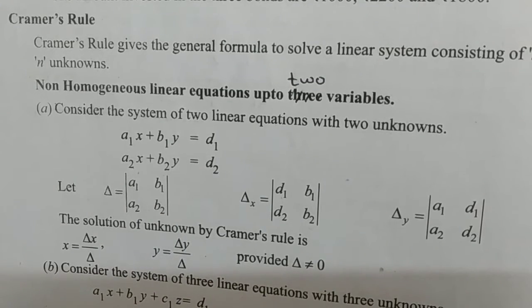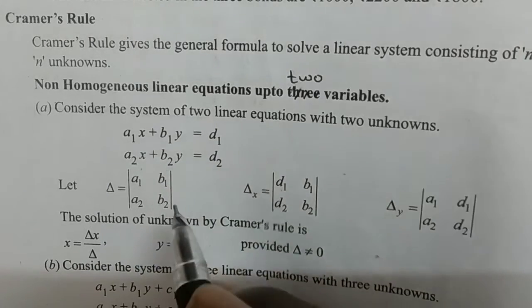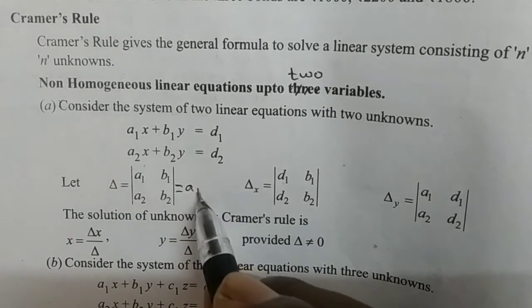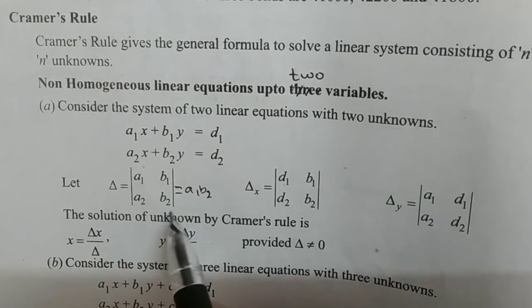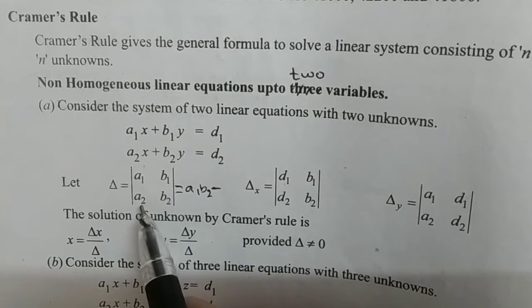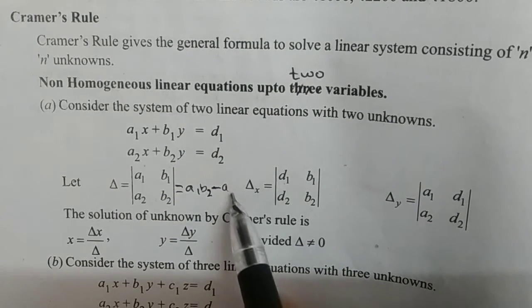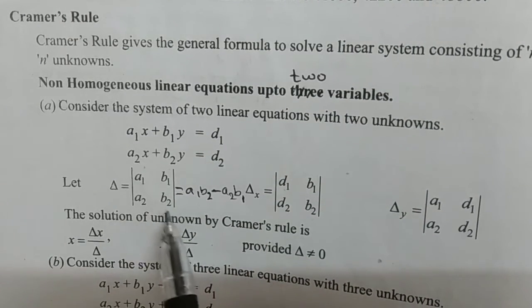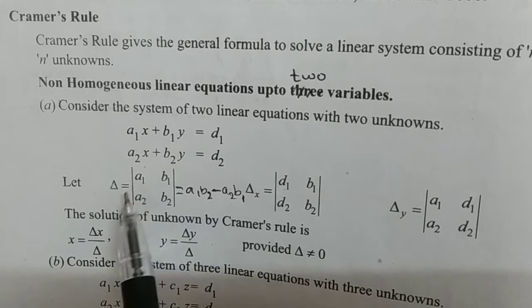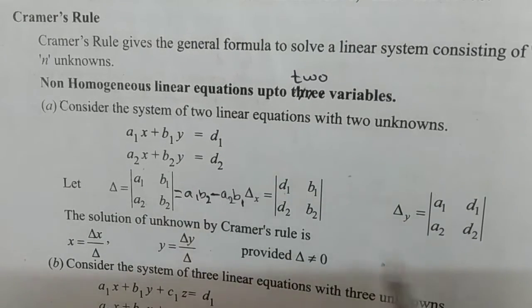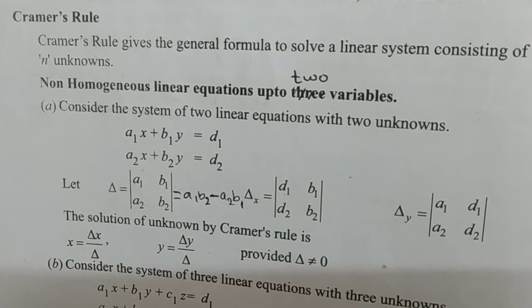So delta equals what? How to find the value of delta? Delta equals a1 b2, the main diagonal, minus a2 b1. Find the leading diagonal: multiplication of the two leading diagonal terms a1 b2 minus a2 b1. Similarly, you can find the remaining values also.